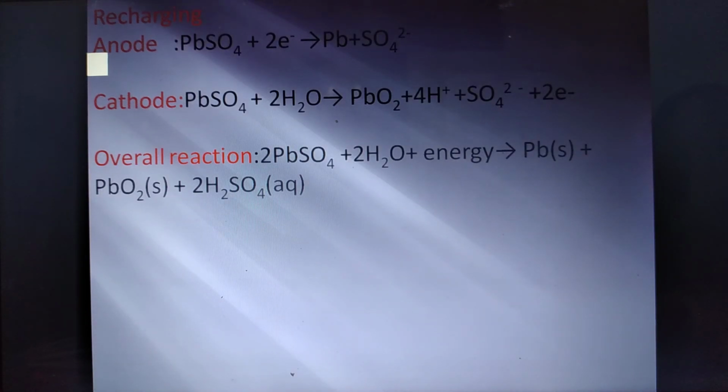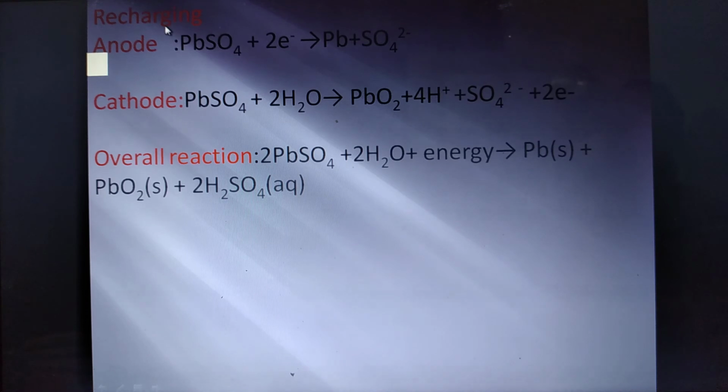During this discharging, the amount of sulfuric acid decreases. So we must recharge the battery. First the density is 1.3, and after discharging the 1.3 is reduced to 1.2 gram per ml. So the battery needs recharging.